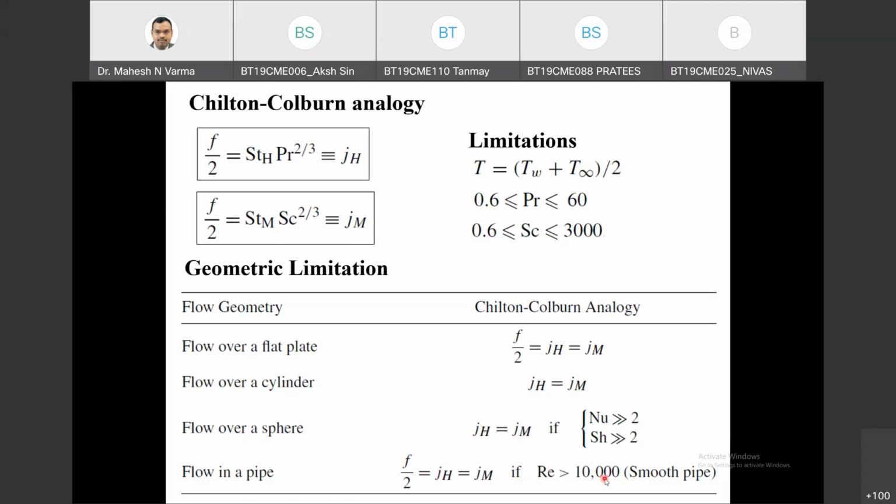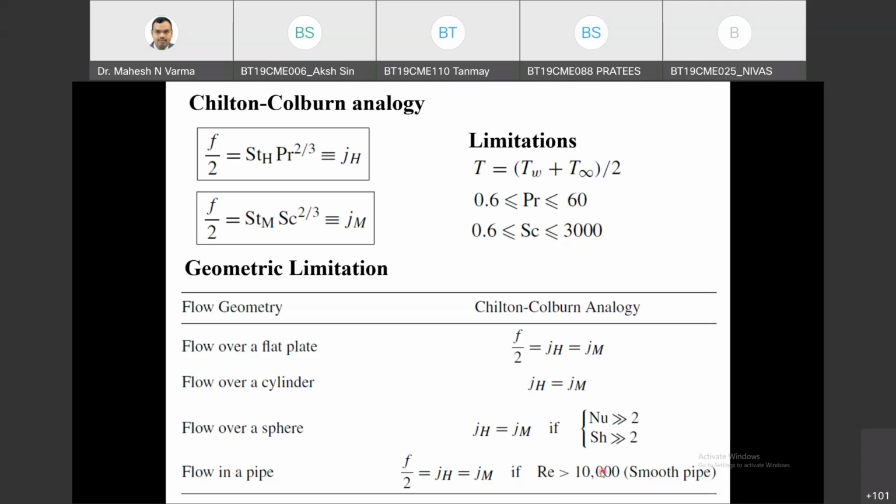All this limitation, there is no theoretical background for this limitation. Why is it for Reynolds number greater than 10,000 only? Because Chilton-Colburn analogy tried their level best to fit this equation to experimental observation, and they observed that for Reynolds number greater than 10,000, it is fitting very well. That gives the limitation of the Chilton-Colburn analogy for flow through pipe: Reynolds number greater than 10,000.